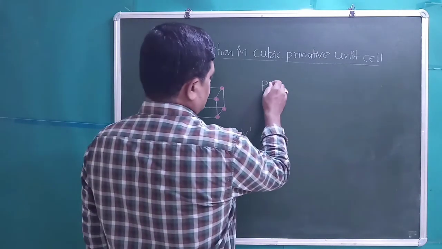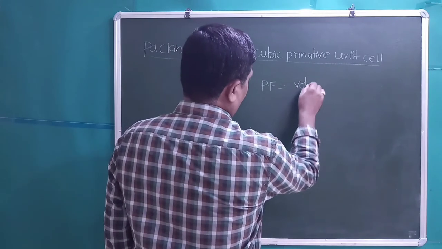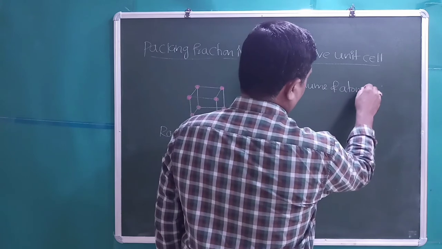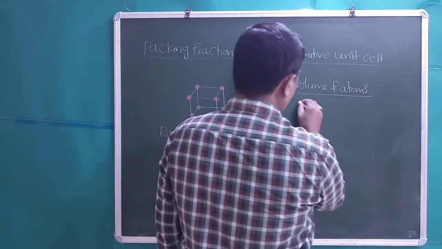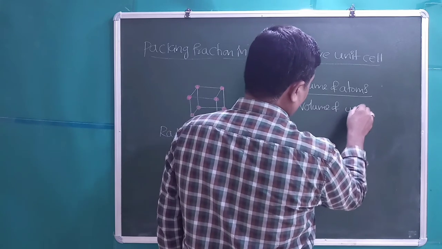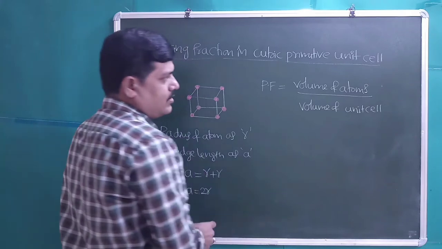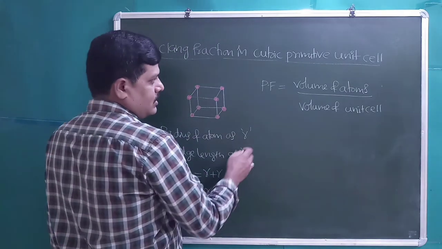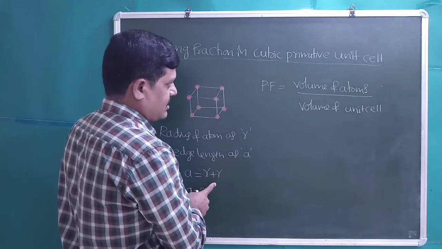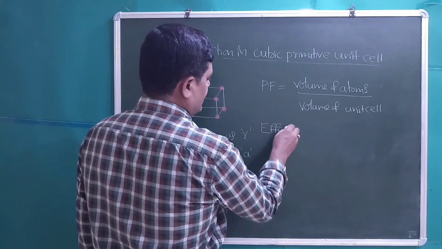Packing fraction is equal to volume of atoms divided by volume of unit cell. Students, for the volume of atoms, we are considering the atom as a sphere with the radius r, right? First let us calculate the effective number of atoms.